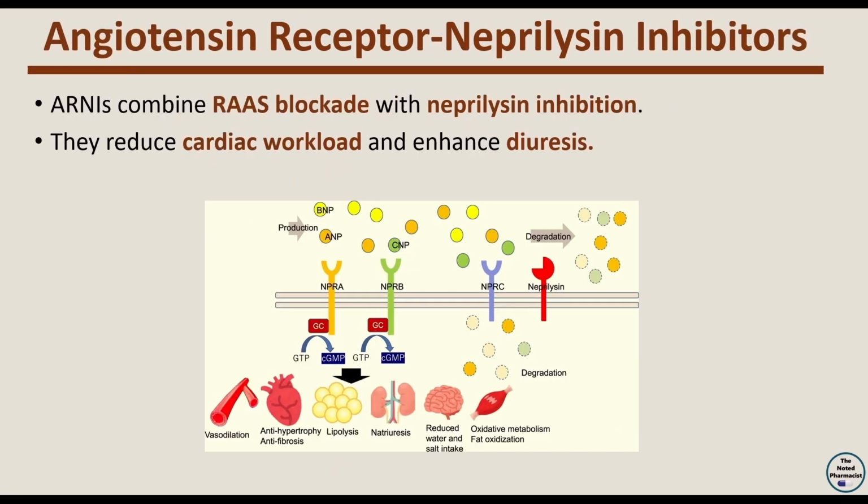Angiotensin receptor neprilysin inhibitors, ARNIs. ARNIs are a class of drugs that combine angiotensin receptor blockade with neprilysin inhibition, which increases levels of natriuretic peptides that promote vasodilation and natriuresis. This dual mechanism reduces cardiac workload, enhances diuresis, and improves ventricular function, making it highly effective in heart failure management.